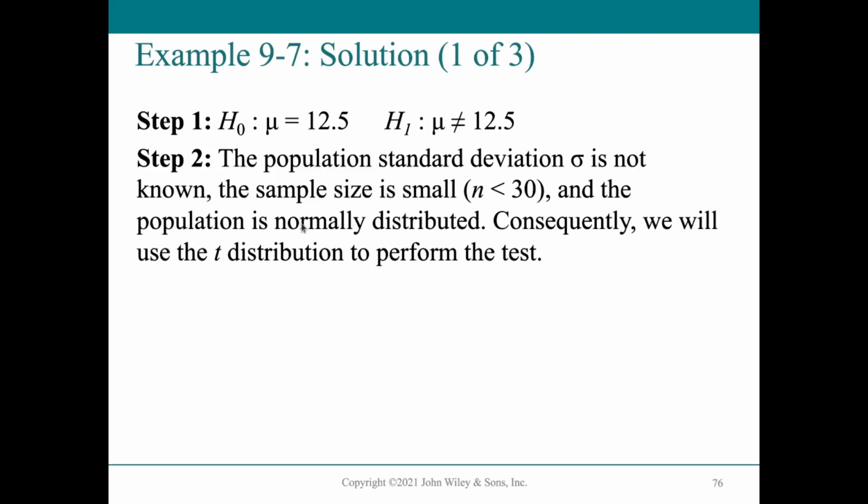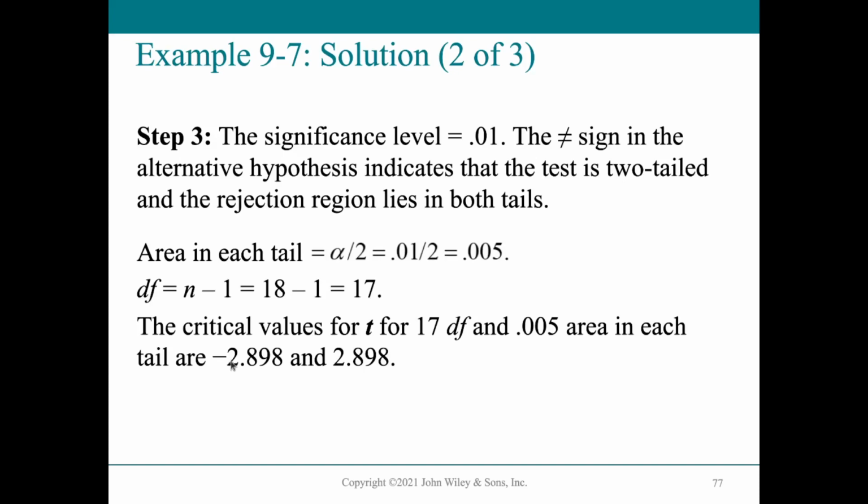Then step 2, we are going to determine the type of test or our distribution. We have a small sample size of less than 30 because we only have 18 samples. But they said that the population is normally distributed and we do not know the population standard deviation. Therefore, we can use the t-distribution here.